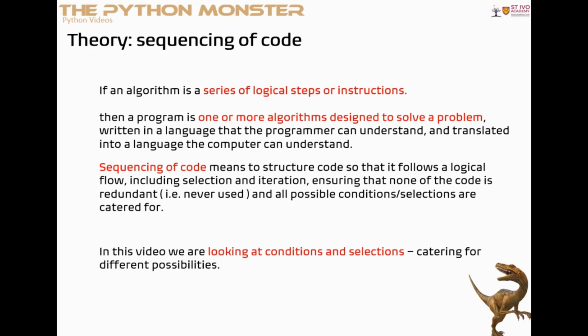Now the sequencing of code means that the code caters for different conditions that will be evaluated as true or false, just as you are used to seeing in a flowchart. If that's correct, then different paths in the code can be followed correctly. So it's also important to avoid what we call redundant code. So redundant code is code that's never actioned because a condition never leads to that code being run.